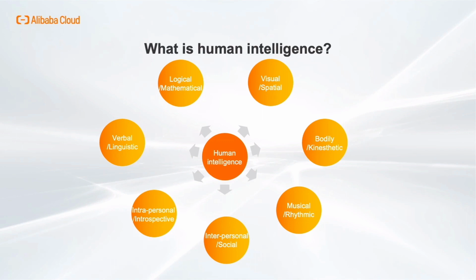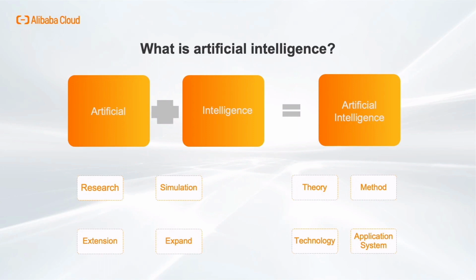The field of artificial intelligence, or AI, goes further still. It attempts not just to understand, but also to build intelligent entities. And what is artificial intelligence? Artificial intelligence consists of 2 parts. One is artificial and the other is intelligence. Through research, simulation, extension, and expansion of natural intelligent entities represented by humans, we then build artificial intelligent entities. In this process, many theories, methods, technologies, and application systems in the field of artificial intelligence were born.